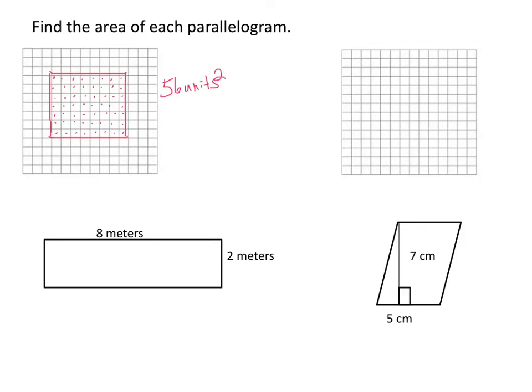Now, as you notice, that can take forever. So another thing we can do is, if we notice 8 across the side and 7 up, we take 8 times 7, that equals 56, which is also our area. So let's try drawing another parallelogram on the next grid.